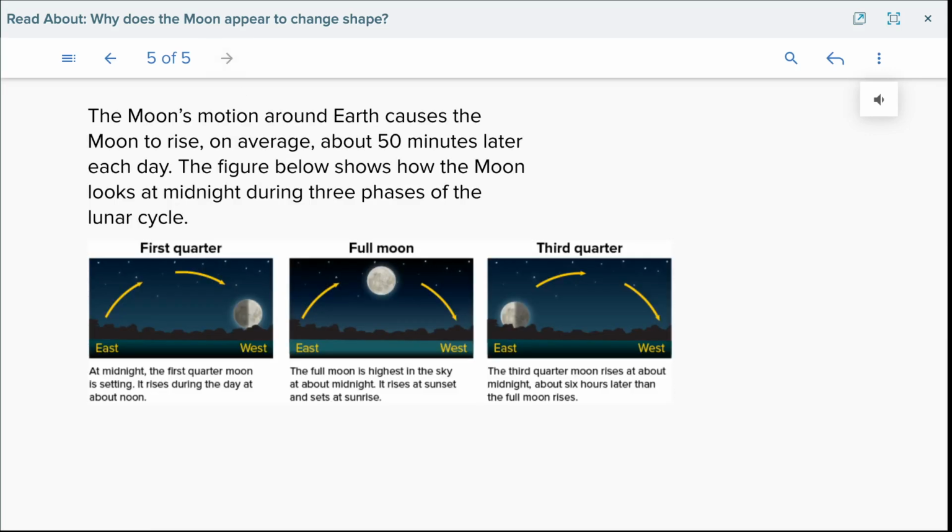The moon's motion around Earth causes the moon to rise on average about 50 minutes later each day. The figure below shows how the moon looks at midnight during the 3 phases of the lunar cycle.